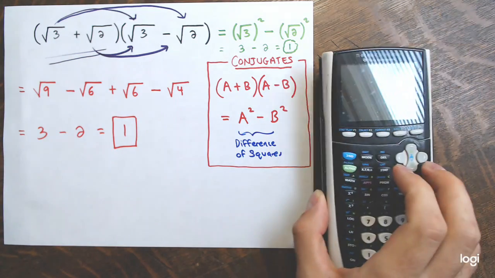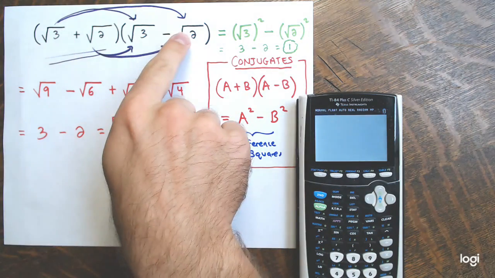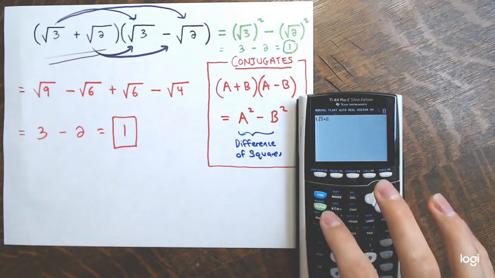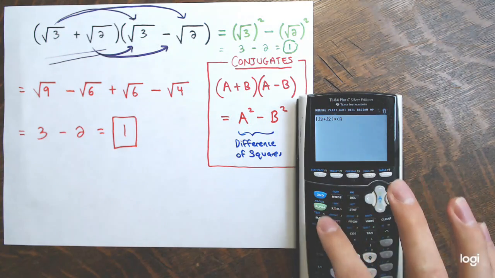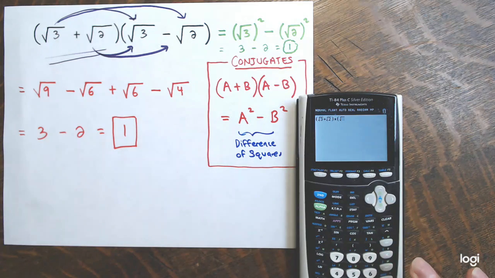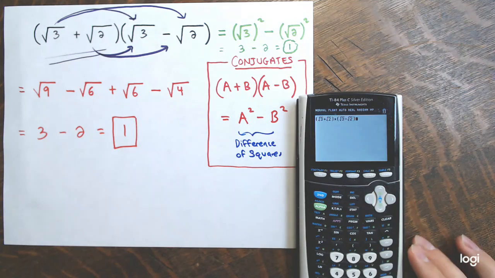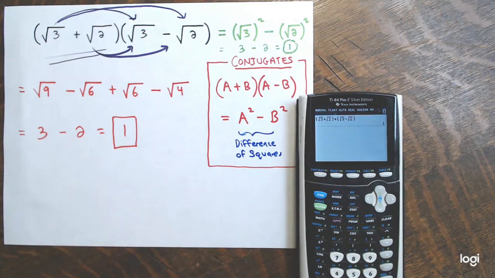And again, just to check real quick on my calculator, is this number I started with actually equal to 1? All right, so I have this in parentheses, the square root of 3 plus the square root of 2, times, and then in parentheses, the square root of 3 minus the square root of 2. And we're getting 1. So yes, this is true, what I have written. Looks like it. Okay. Wonderful.